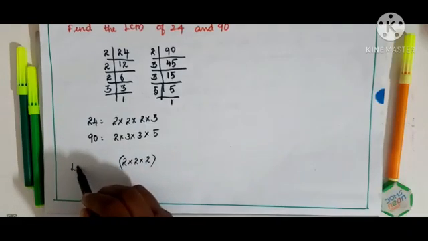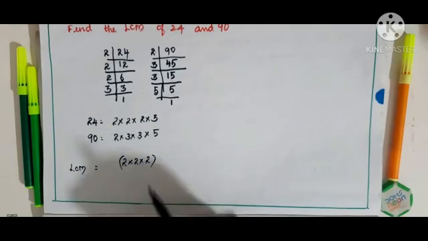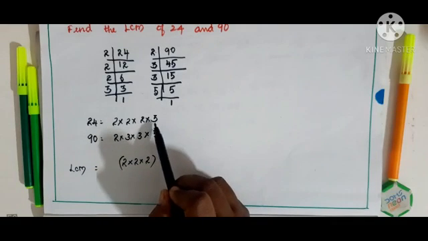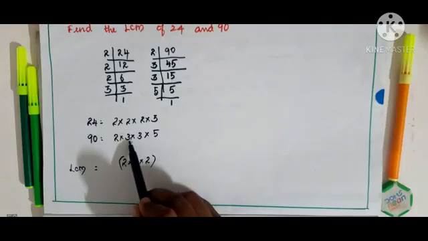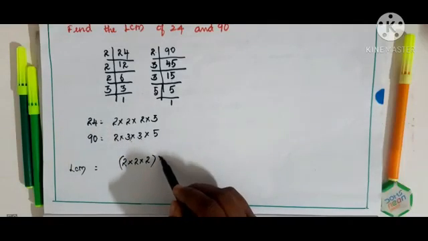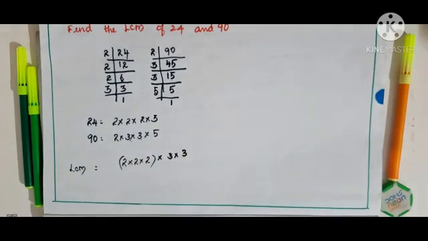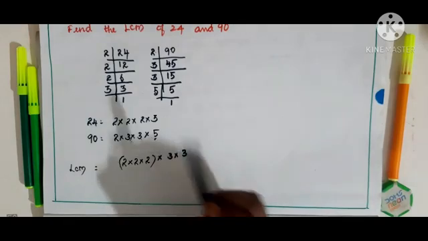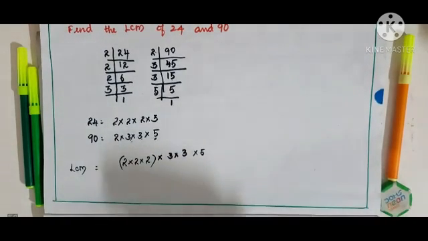So the LCM is equal to 2 into 2 into 2. Next, 3 occurs. Here it is only one time, but here it occurs 2 times. So we consider the maximum number of times. The maximum number of times is 2 times, so 3 into 3. The rest left is 5 alone. It occurs only 1 time, so take it as 5.